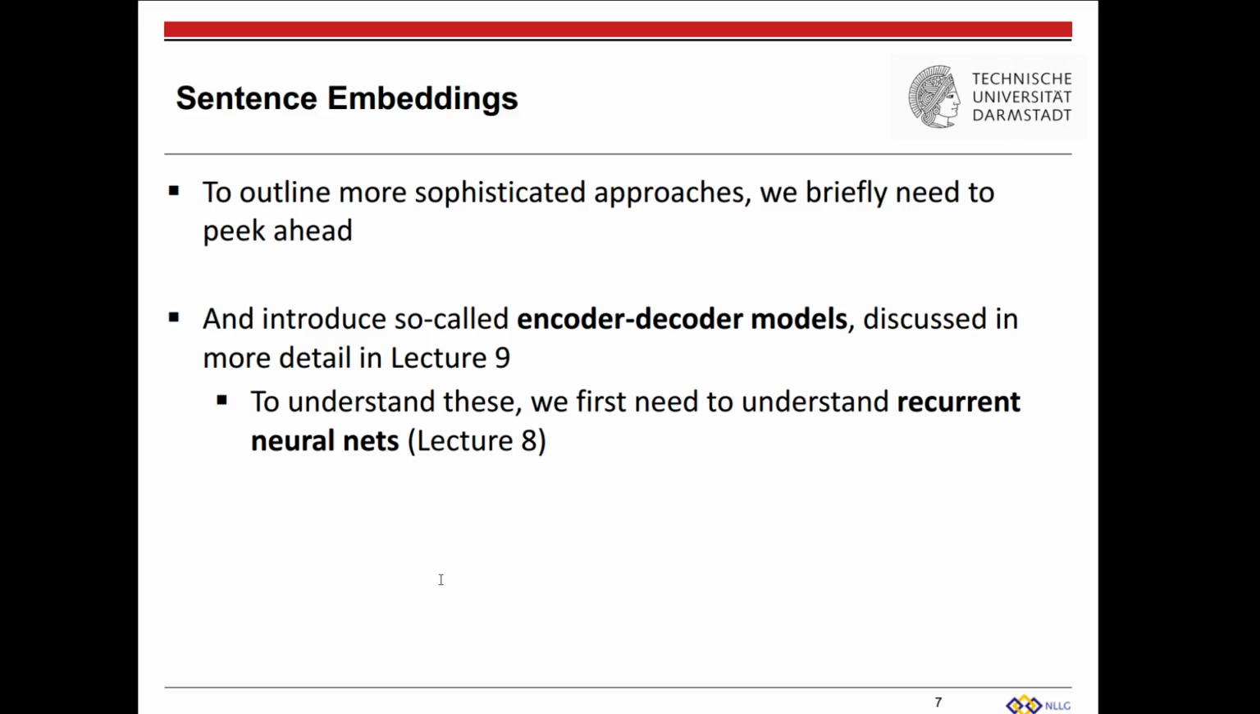So now let's talk about more sophisticated approaches. To talk about these approaches, we need to briefly look ahead, and we have to introduce encoder-decoder models, because these models have been very popular for inducing sentence embeddings, or sentence encoders as they are nowadays also called. And to understand encoder-decoder models, we would have to look at recurrent neural networks, which we will see in lecture 8 again, and we will see encoder-decoder models in lecture 9. So we're going to introduce RNNs, even though you have already briefly seen them a couple of times in this course already.